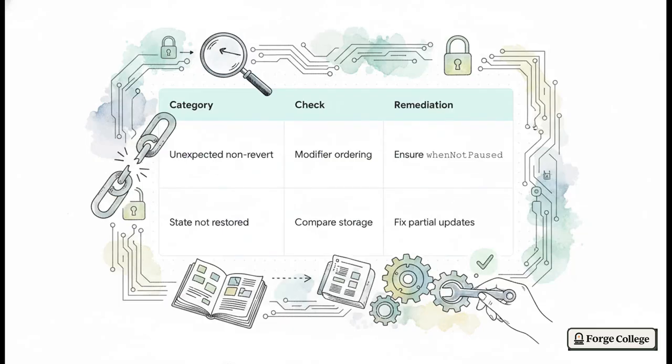And just to give you a cheat sheet, here are the most common failures you'll probably be writing up. First, the unexpected non-revert, meaning a function actually worked when it was supposed to be blocked. If you see this, immediately check your modifier ordering to make sure whenNotPaused is actually being applied. Or maybe you find that the state is not restored after an unpause. For that, you compare the before and after storage. Usually it just means your admin function left some machinery halfway engaged, which causes inconsistent partial updates. Once you start recognizing these patterns, debugging becomes incredibly fast.